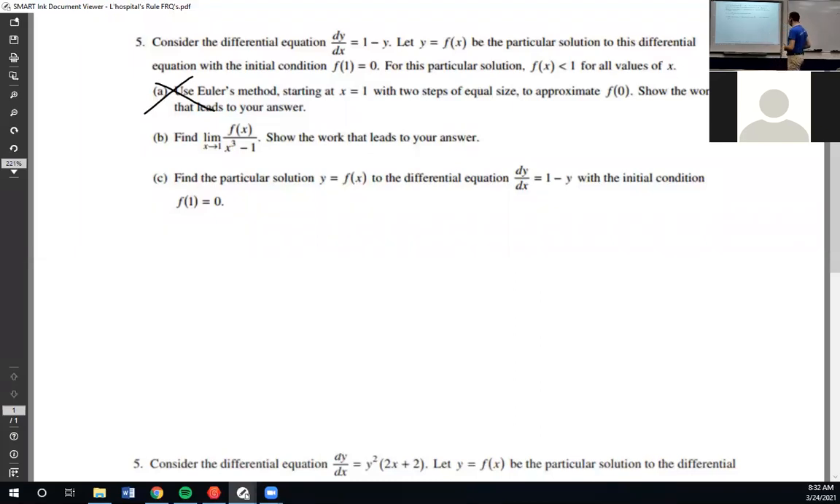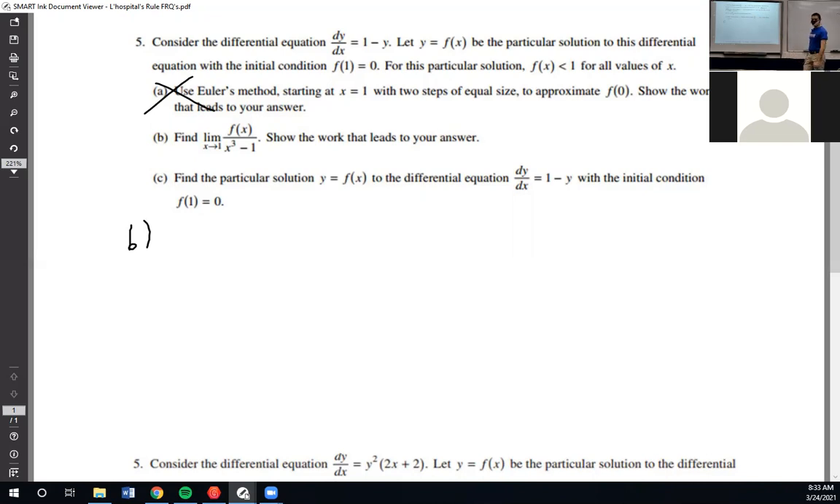We're going to focus on part B, which is finding this limit. And we are going to make sure that we are following the steps. First off, we need to know that the top and the bottom are differentiable. How do we know that the top is differentiable? Oh, it says so. It says differential equation.